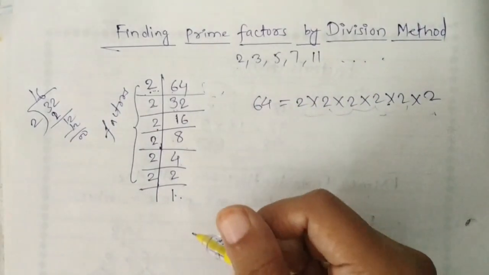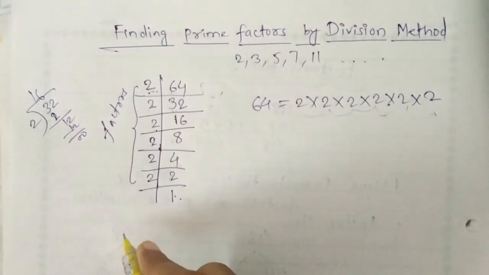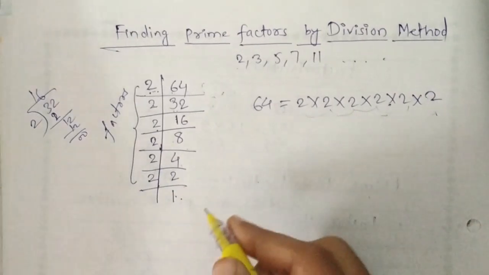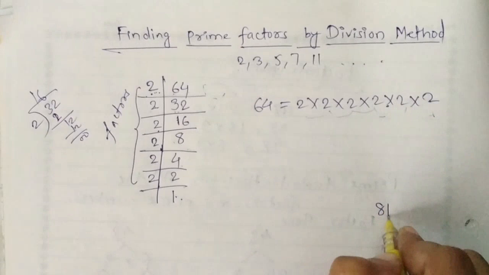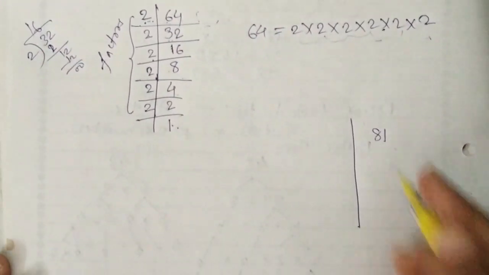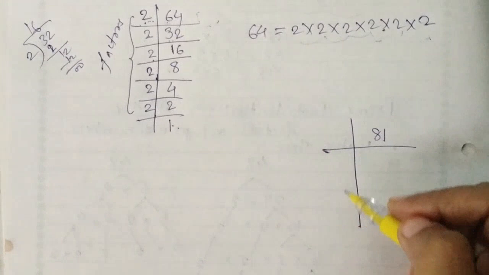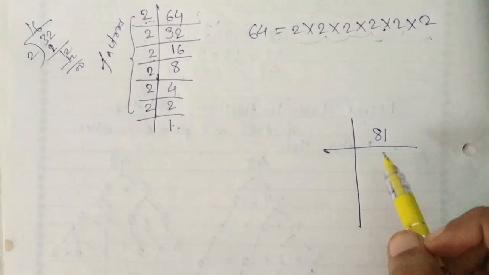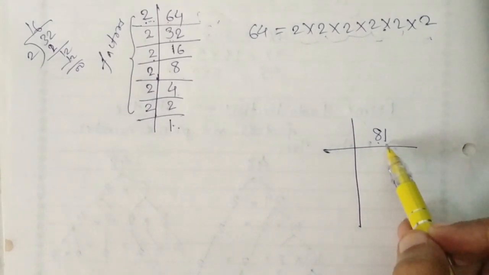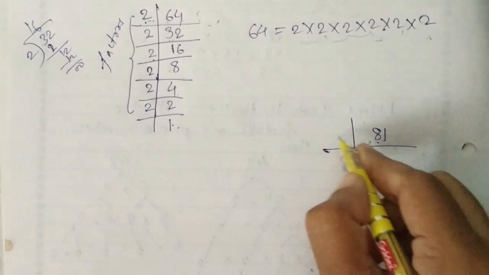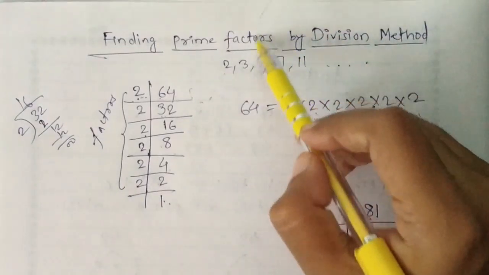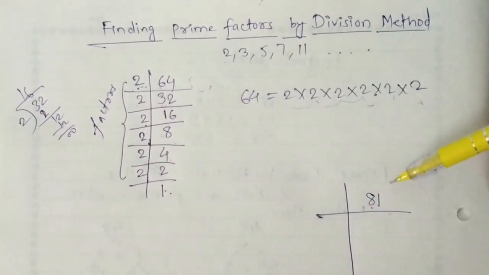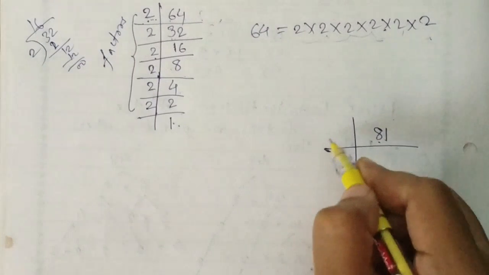So like this we can find out. For example, next number we are having, suppose, children, you can take any number. Like I am having 81. So 81's prime factors I want to find out by using division method. Remember, I want to use only prime numbers to divide. So 8 plus 1 is 9, it is divisible by 3. 2 I will not choose. We will start by selecting divisors 2, 3, 5, 7, 11 because they are prime. 2 I cannot use, 3 I will use.